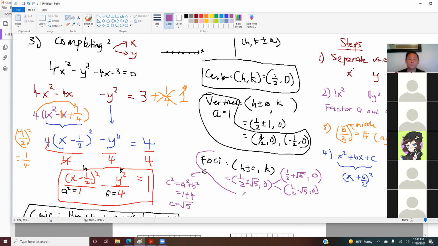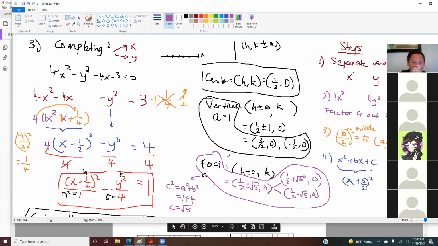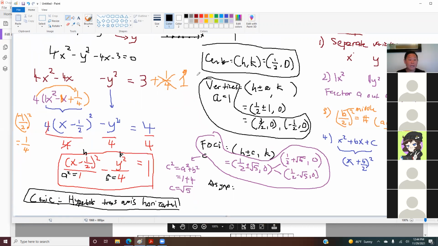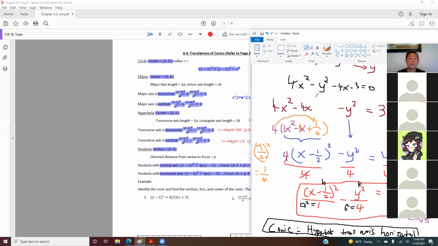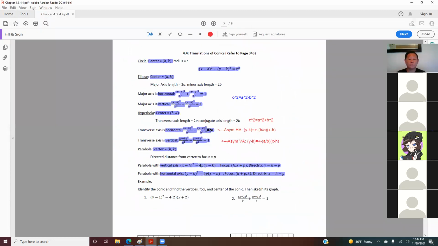Okay. And we still need to do a lot of work here. Still have a little bit more. And we need to find your asymptote in this case. Now, since you told me that this is a hyperbola on the horizontal, for the horizontal, your asymptote is given by this formula, y minus k equals plus or minus b over a times x minus h. So this is the formula to find your asymptote if it's on the horizontal axis.